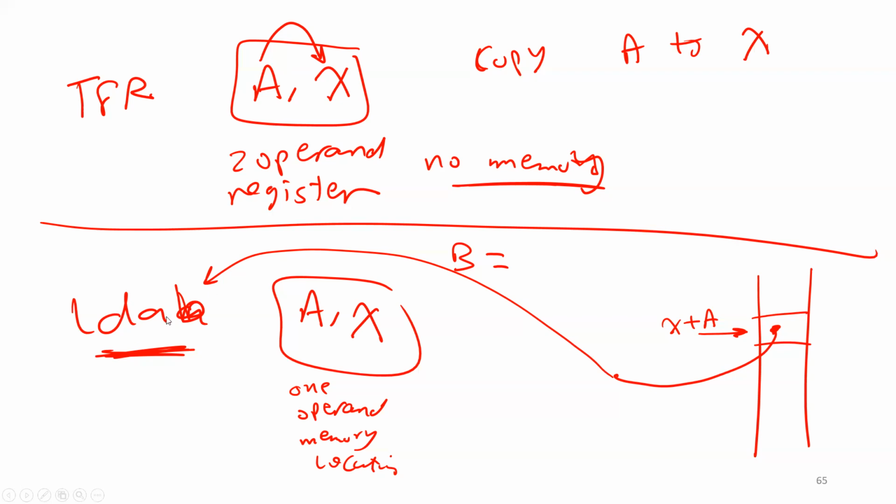After load, you have to put a memory location or immediate value. This one is not an immediate value because you are not using hashtag. So this means it's a memory location. Is that okay, guys? You understand this? Yeah.